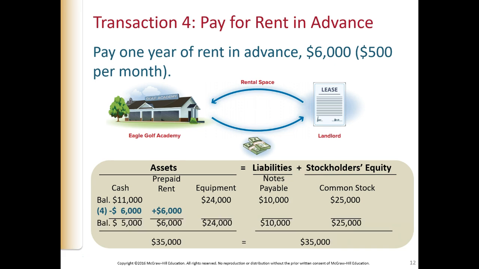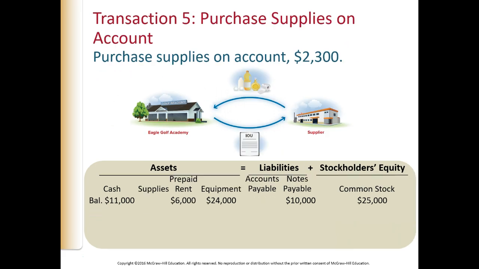We still have $35,000 on both sides. So notice, with each transaction, the accounting equation stays balanced. And after every transaction, when we pull off the new totals, the equation stays in balance.